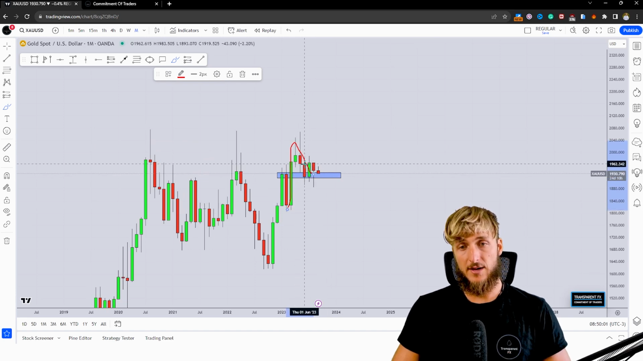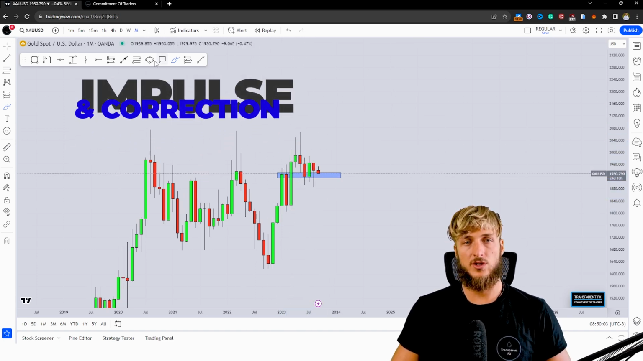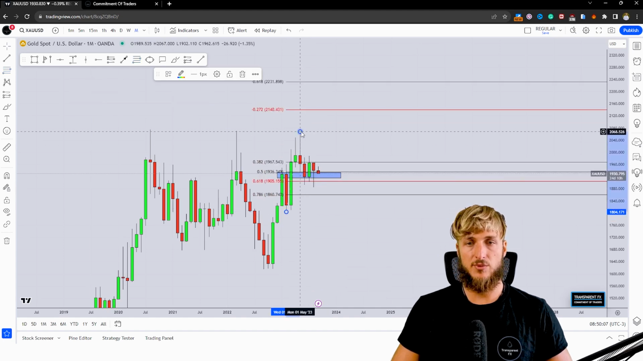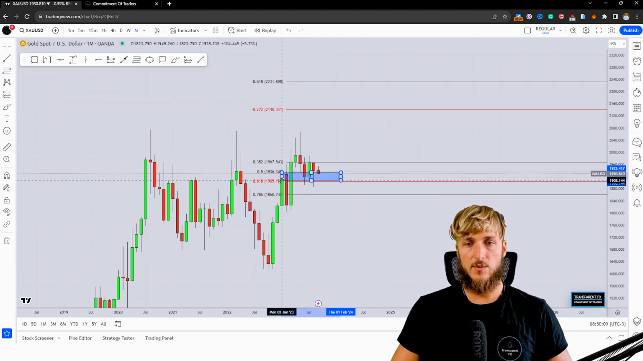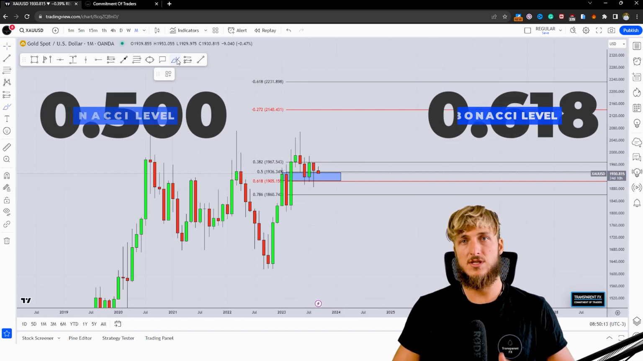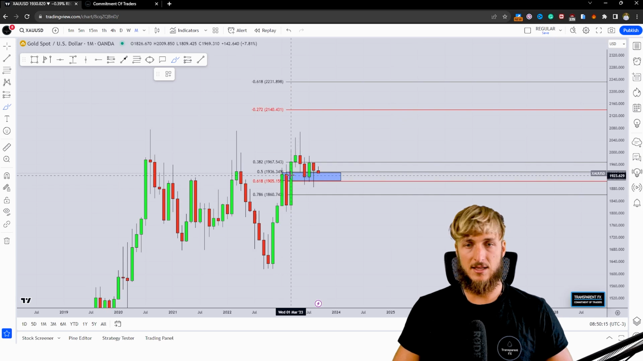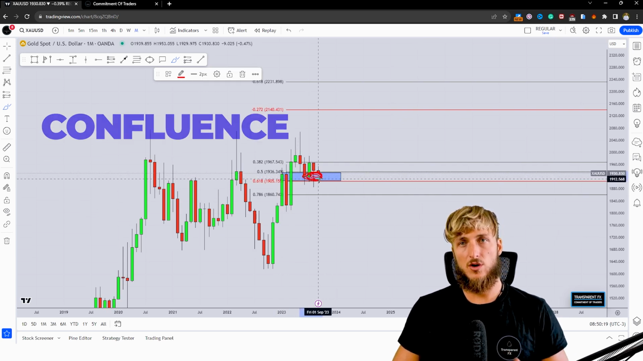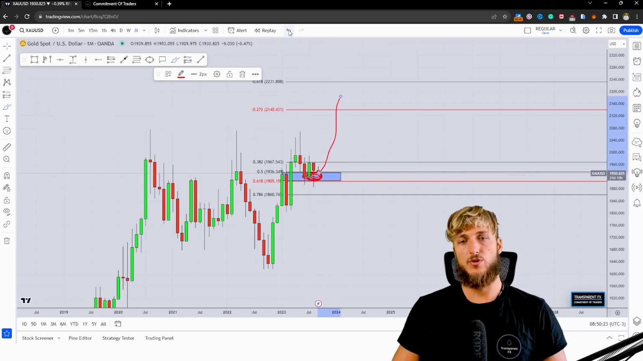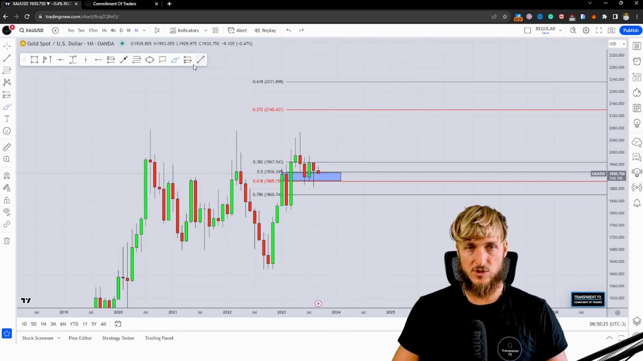And in general, after an impulse, if you want to measure the correction, you have to take your Fibonacci from the low to the high of the impulse leg. And if we do that, we can see how we have the 50% and 0.618 Fibonacci retracements, both lining up exactly inside of this previous resistance turned support, creating a confluence of support inside of the zone from which we could expect a potential reversal to the upside.